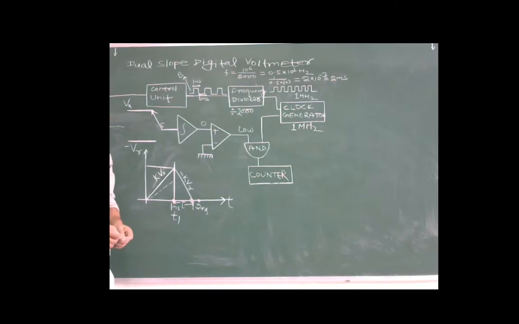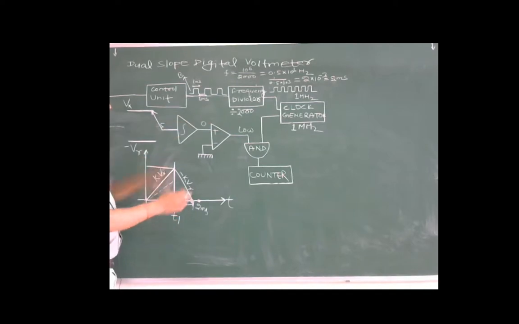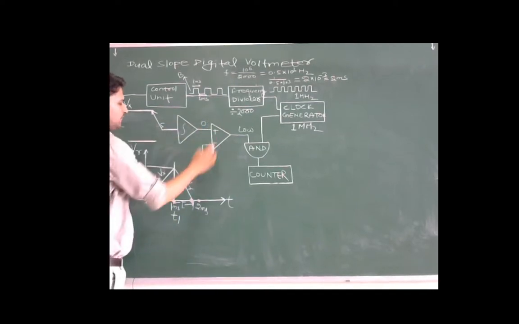But the counter will keep counting in this region also, until the output of the integrator is greater than 0, because we are comparing the input at the non-inverting terminal with 0.